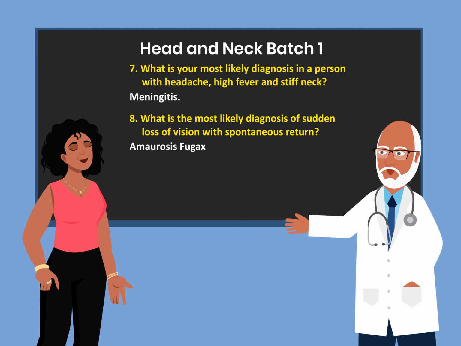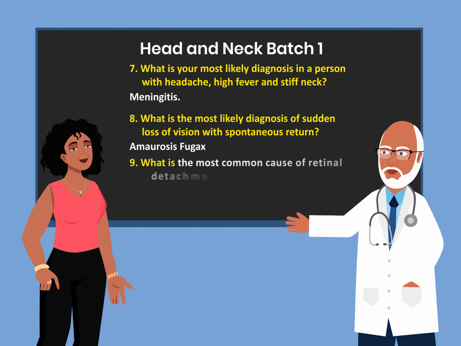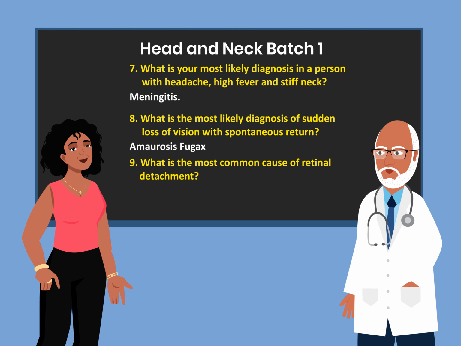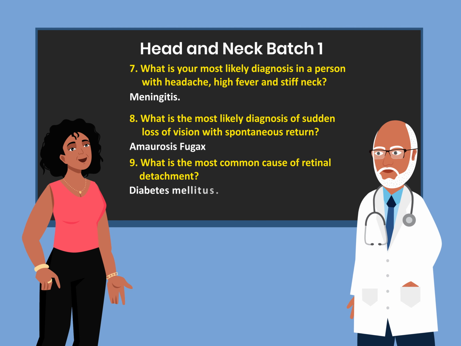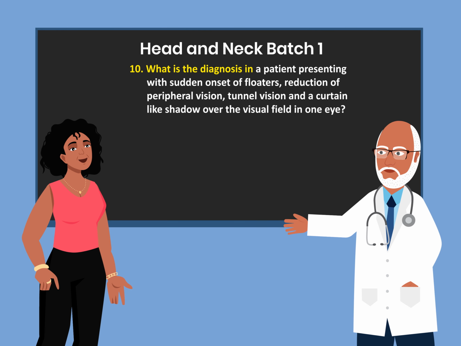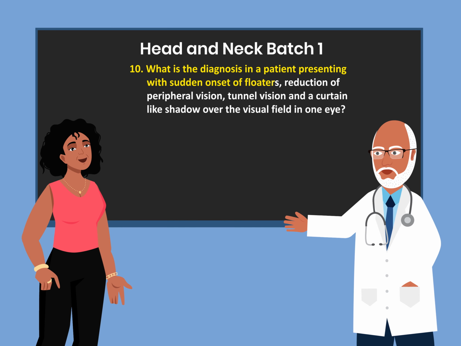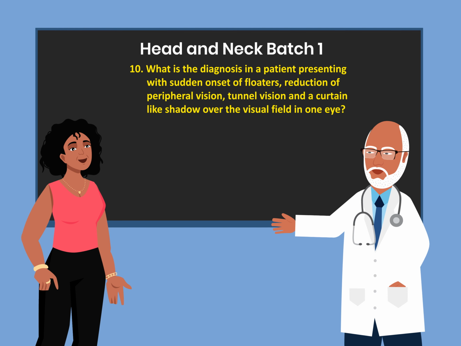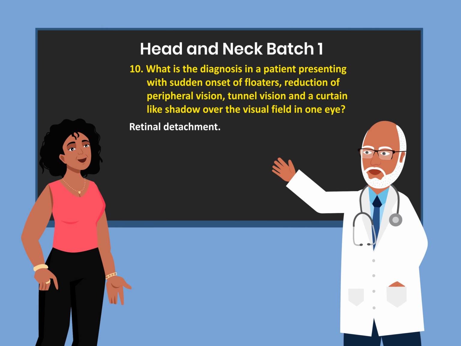Amaurosis fugax. What is the most common cause of retinal detachment? Diabetes mellitus. What is the diagnosis in a patient presenting with sudden onset of floaters, reduction of peripheral vision, tunnel vision, and a curtain-like shadow over the visual field in one eye? Retinal detachment.